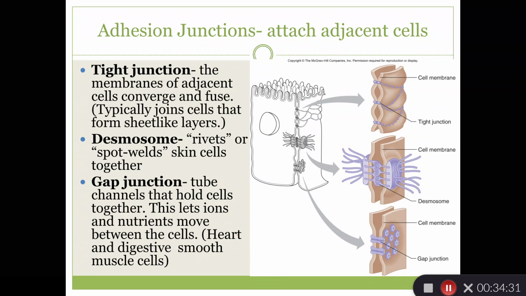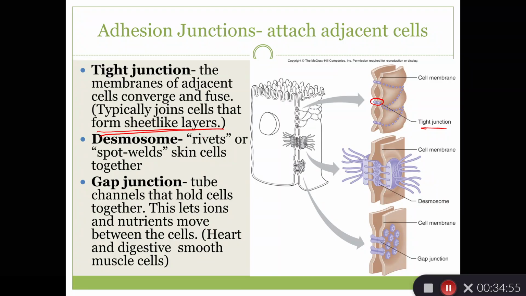So you can see tight junctions. Look at this. It's almost like little glue dots, right? Do you see that sticking two different cells together? The membranes of adjacent cells, like think of cells that are side by side that make up a muscle or a piece of tissue, typically join cells that form sheet-like layers. And so they're almost like glue dots, you know what a glue dot is, that helps the cells stay together.